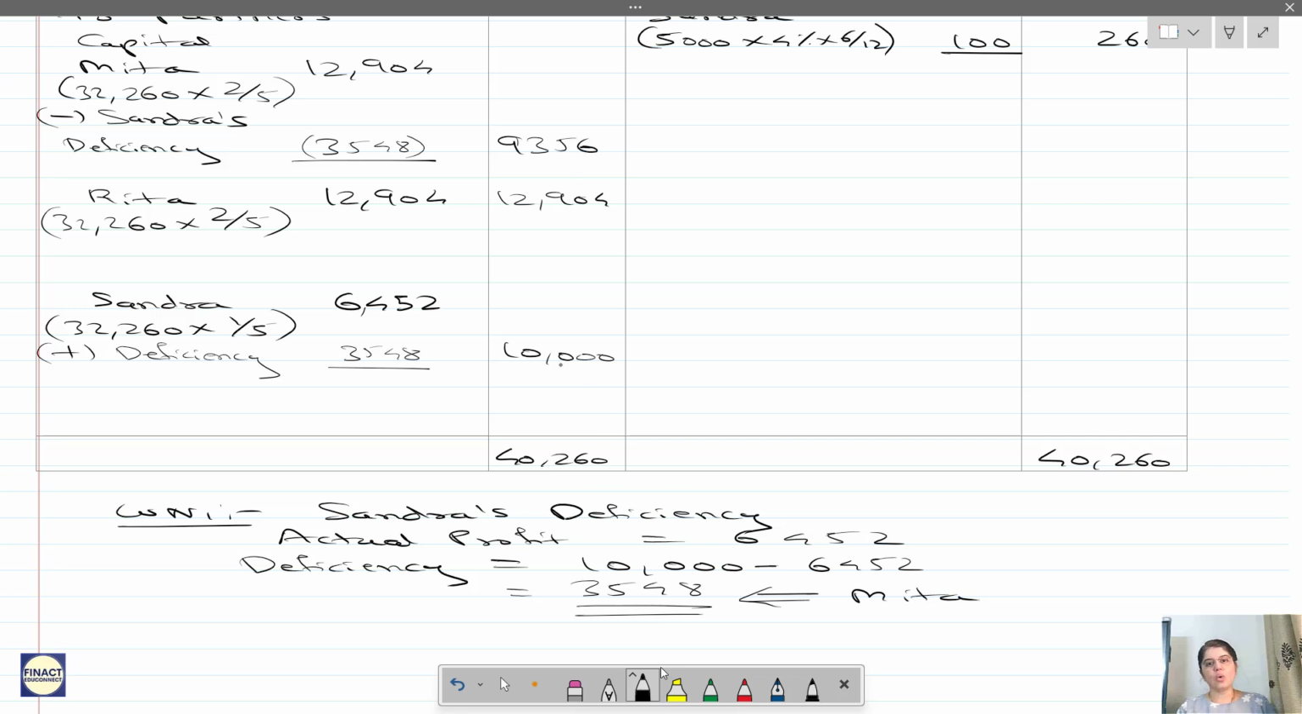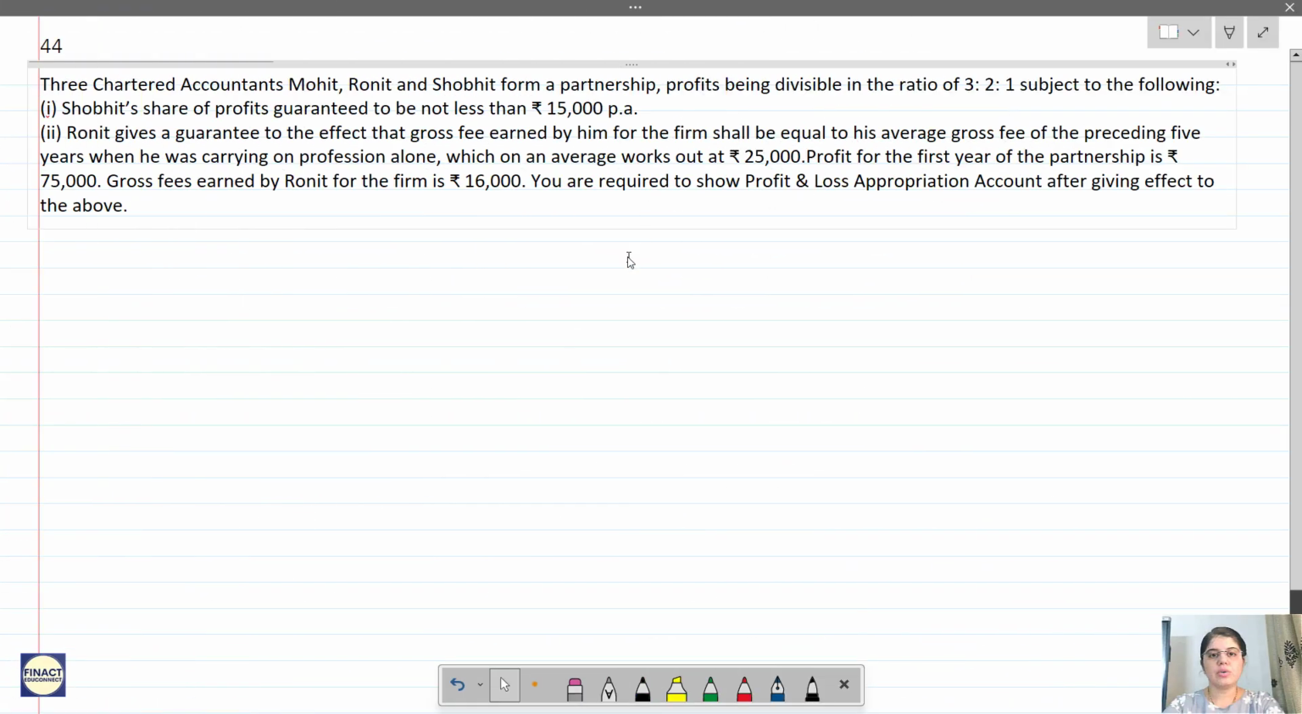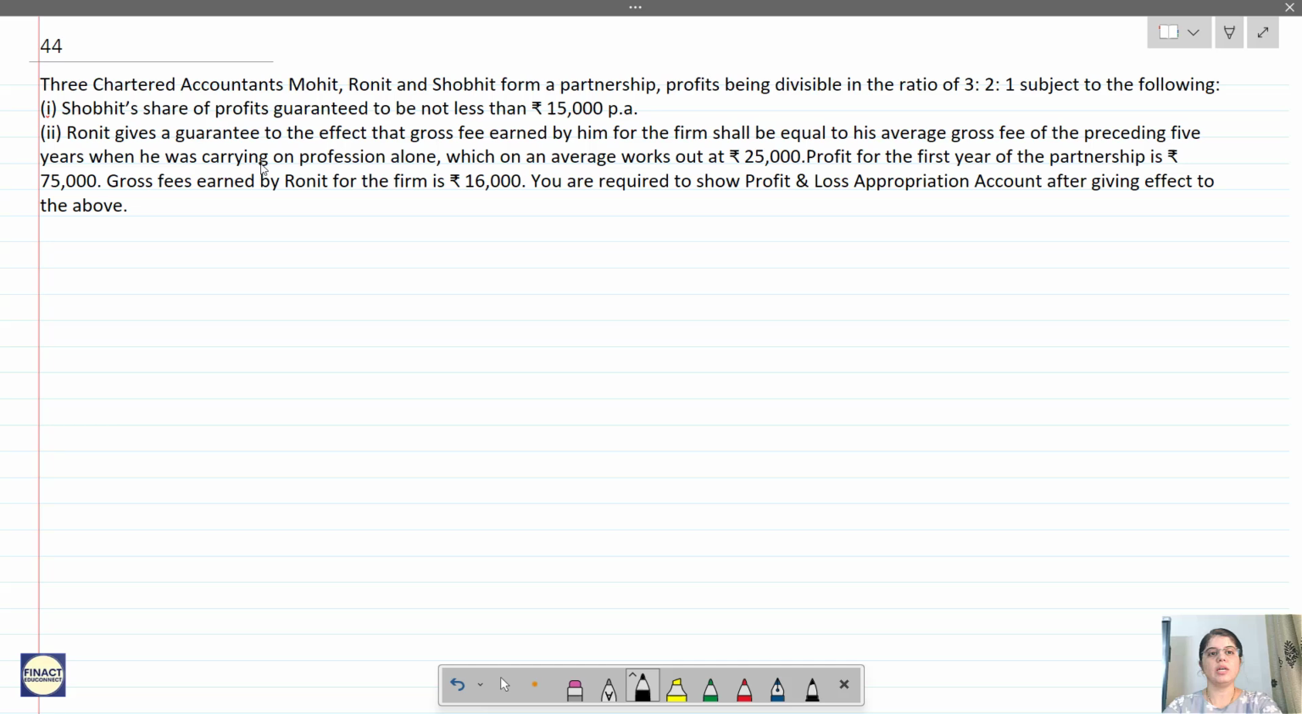Instead of writing the total profit in the outer column, you just write the total profit over here and then calculate the profit share of each partner. Then you adjust the deficiency and write whatever is the profit share of each partner. This is one more way of presentation. This looks more clean because you don't have space inside, you don't have two columns over here to write it somewhere. So this looks more neat. Now let us go to the next question over here.